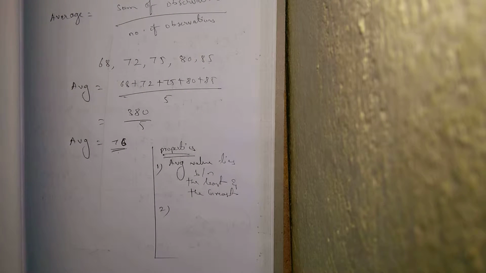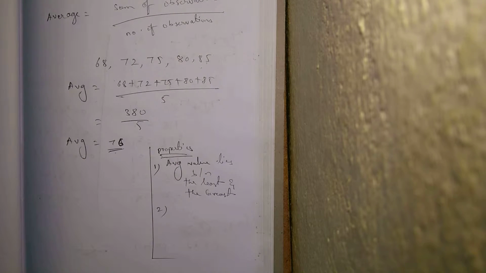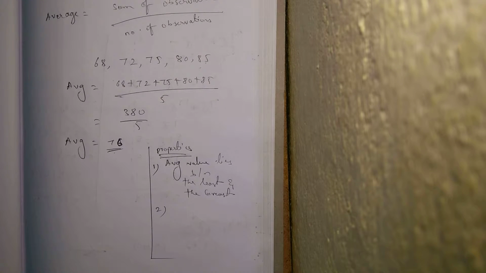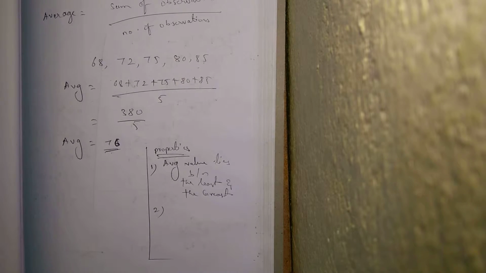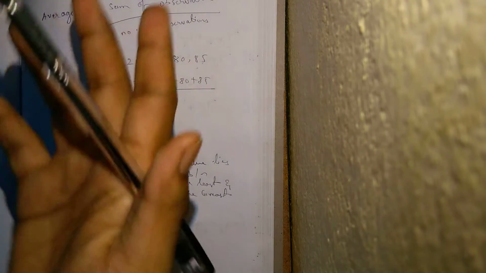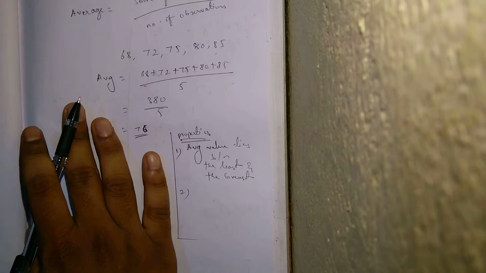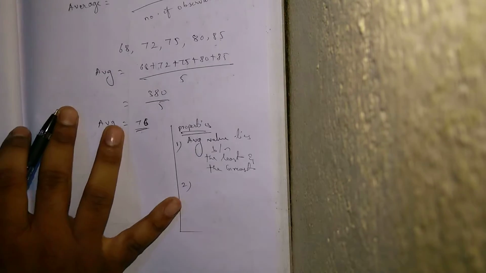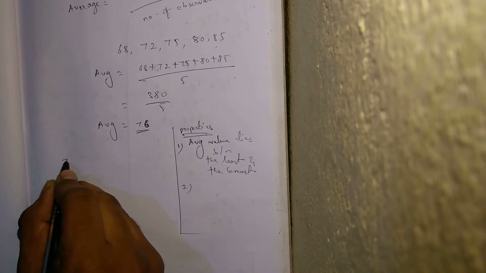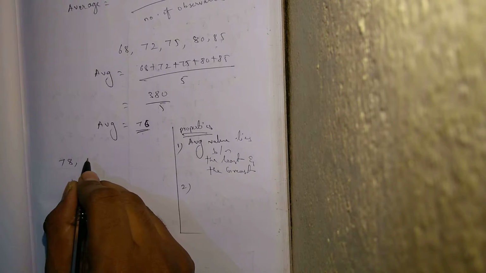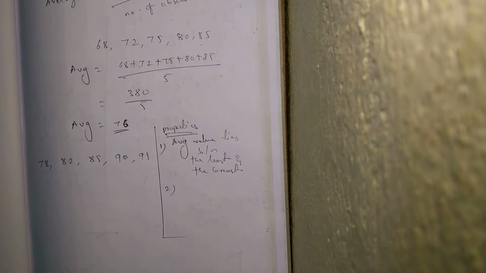And the second property. So he got all these marks, 68, 72, 75, 80, 85. The student was upset and disappointed with his marks, so he wants to take the exams again, supplementary or improvement exams. After appearing for the improvement examination, he got marks like 78, 82, 85, 90, 95. Then his average will be what?